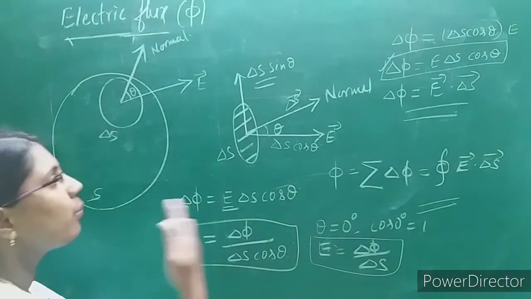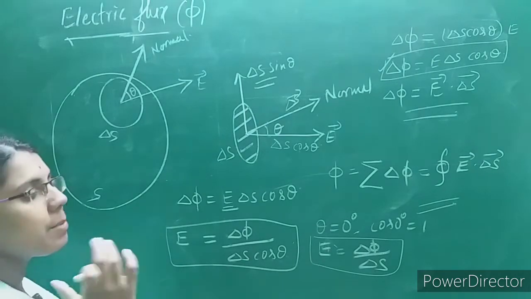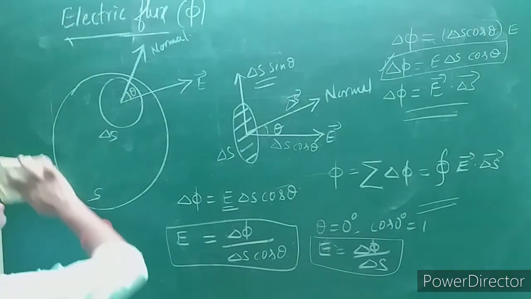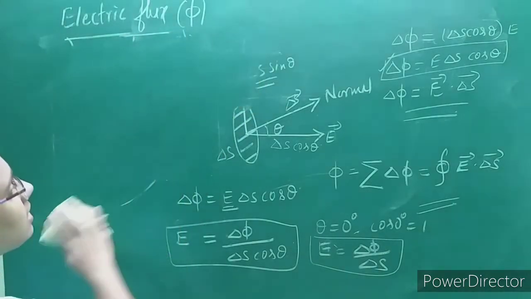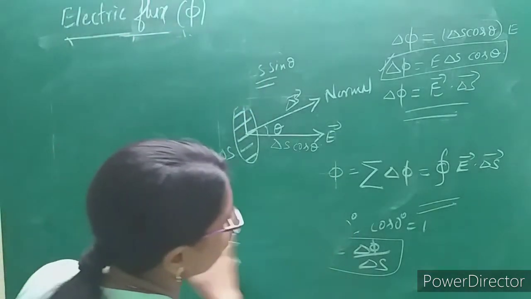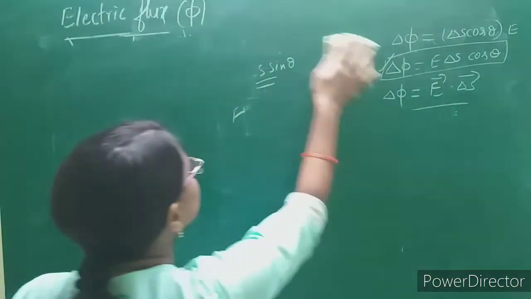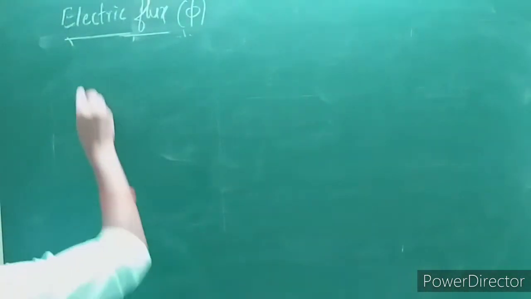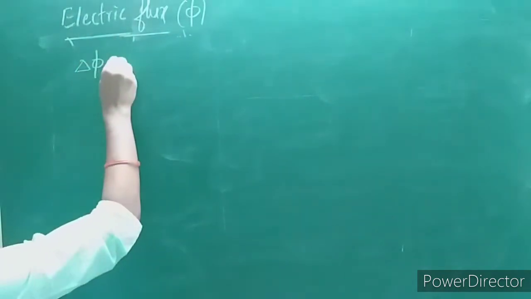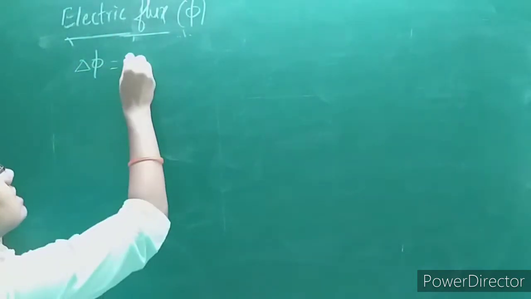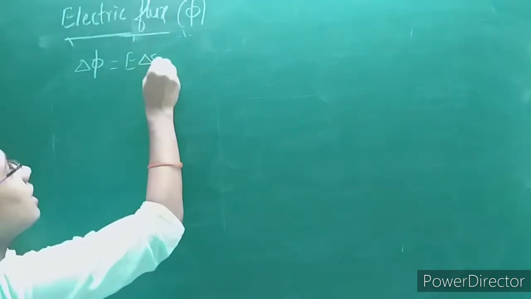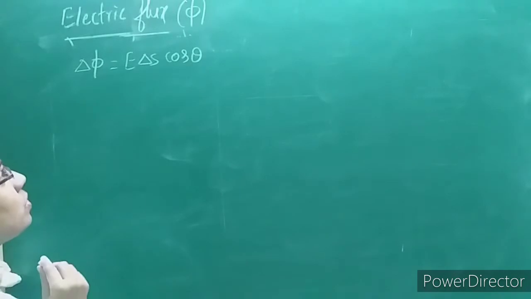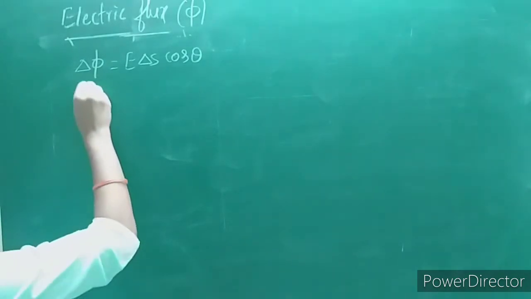Okay. When is this electric flux maximum and minimum? Let us discuss that. For that, again consider the expression for the electric flux, that is delta phi is equal to E delta S cos theta. Here the expression for flux is known to us, that is delta phi is equal to E delta S cos theta, right?